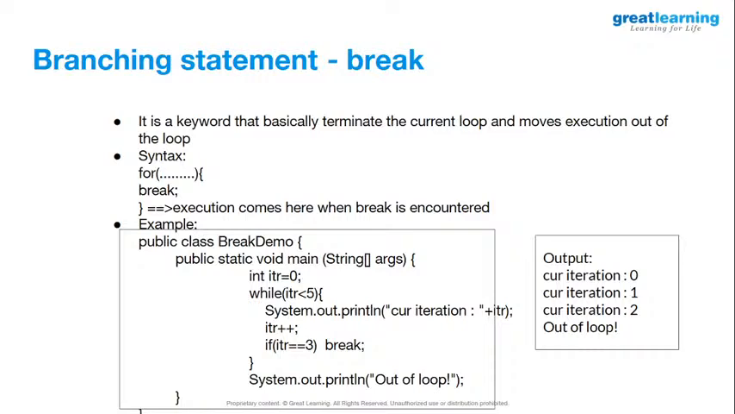If we check, in the earlier case we were printing 0, 1, 2, 3, 4. Now, what I have done here is, when the iterator, that is ITR, is equal to 3, we just break out of the loop. Then the statement that is out of the loop has been printed. So after 3, nothing has been printed, right? 4 is not printed, 3 is not printed, right? So this is a branching statement. We can break out of the loop.